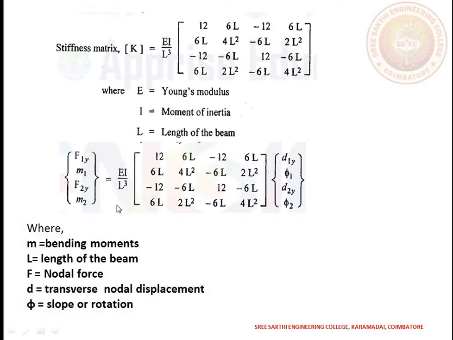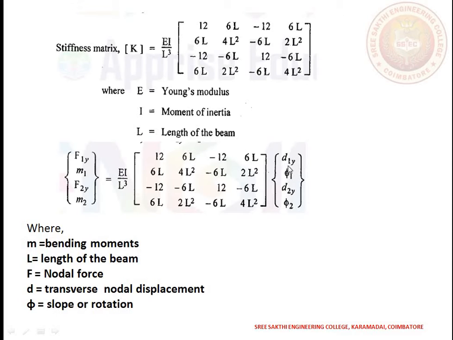Next we are going to derive the FEA governing equation. This is the governing equation for FEA for a beam element. Here we have F1y, M1, F2y, then M2, then the stiffness matrix, then the deflection matrix. Previously we know that F is equal to K into U, where U is the displacement for a bar element. Here, for a beam element, U is the deflection, because in this application only deflection is taken. So we are considering displacement as deflection.